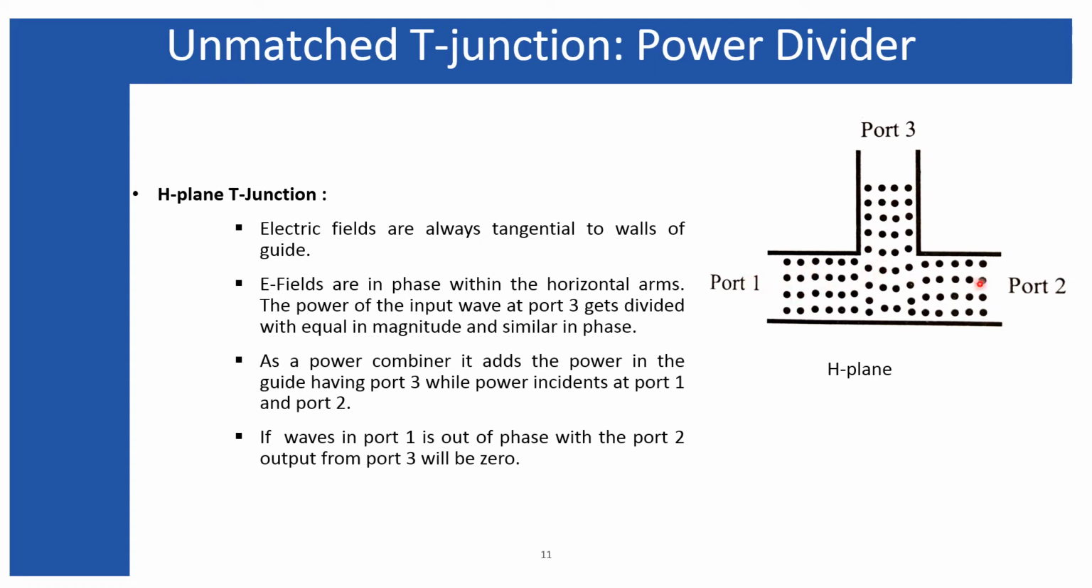In port 1 and port 2, these waves are in the same phase. We can see, because if they were opposite in phase, this dot would be replaced by a cross to represent that the electric fields are directed into the page. But it is not the case here. In port 1 and port 2, all dots are appearing towards you, which represents that the electric fields are in the same phase.